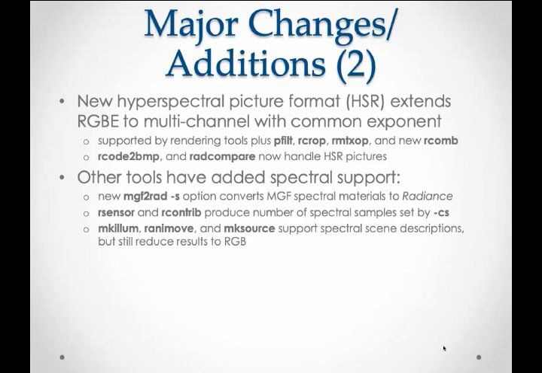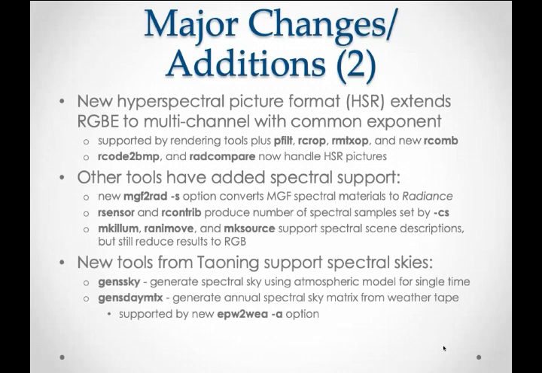MakeLoom, Randomove, and MakeSource, which are little known and probably rendering tools in Radiance for animations, and well, MakeLoom is better known. We'll do all the calculations in spectral, but the ultimate results are RGB. And then, yeah, we'll discuss others later.